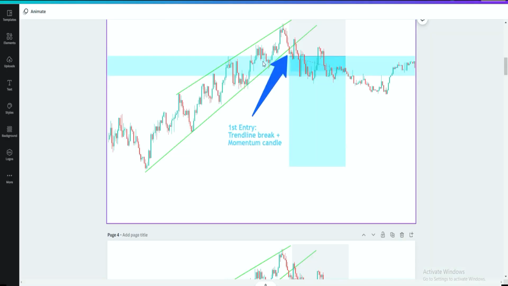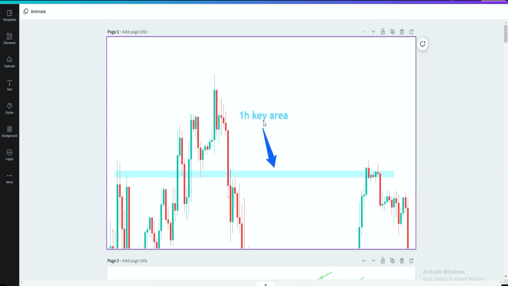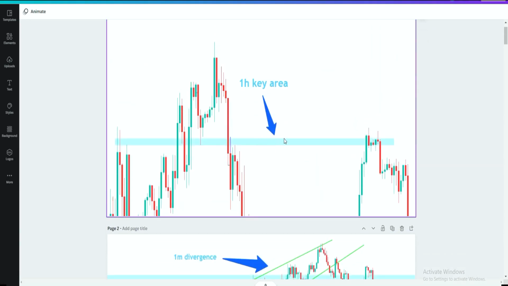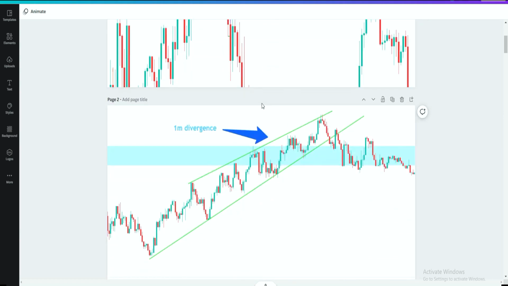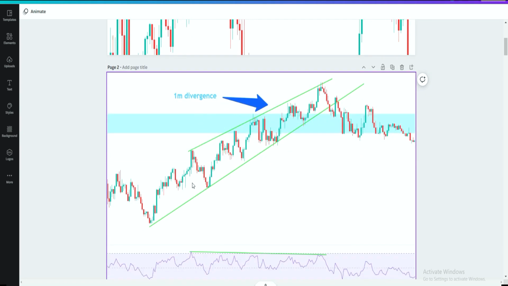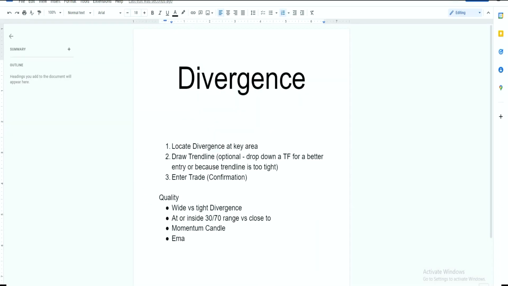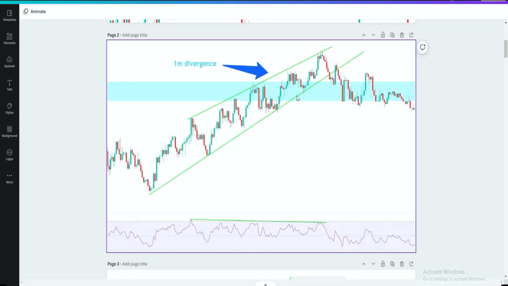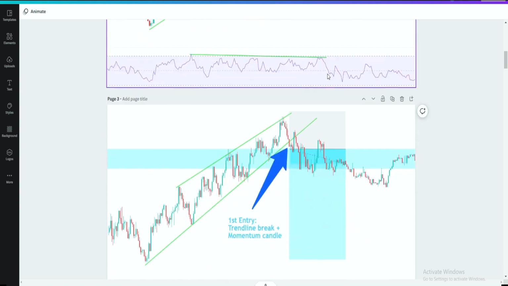So this right here, this is a 1 hour key area, but it must be on the 15-minute time frame that we're looking at this, because we'd only drop down one time frame to actually confirm our divergence. Okay, so drop down a time frame for a better entry on our divergence, but we'll also be confirming it on this time frame as well. So we've got our trend line right there, and we are waiting for confirmation.